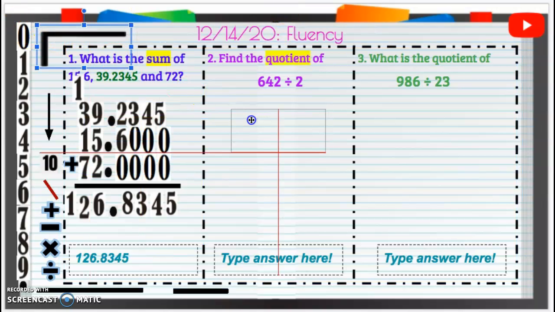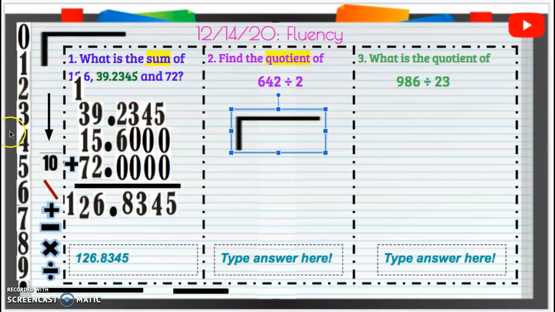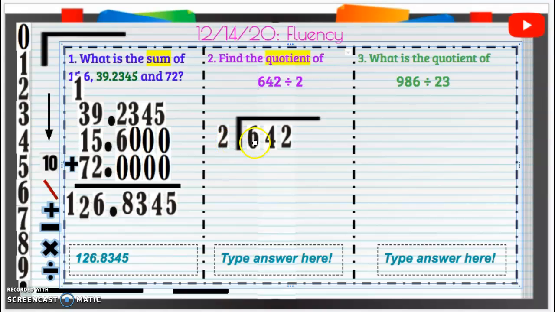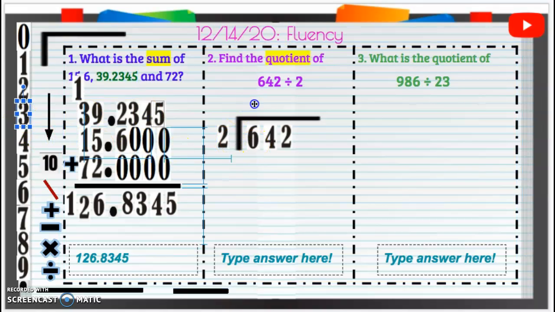All right, so we're going to put that 642 on the inside of our house. And then we're going to divide it by 2. So that 2 is going to go on the outside of our house. So how many times can 2 go into 6? Well, 2 can go into 6 3 times. So I'm going to put that 3 up here. What is 2 times 3? That is 6. I'm going to put that 6 down here, and I'm going to subtract.